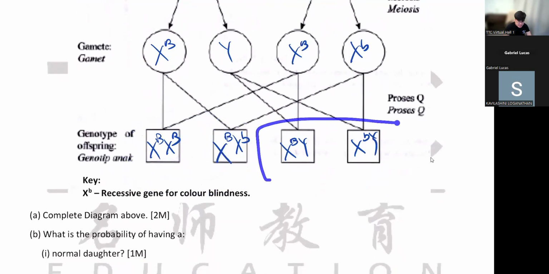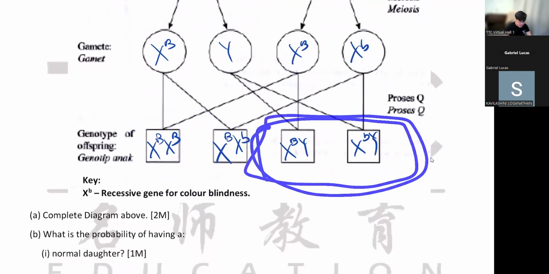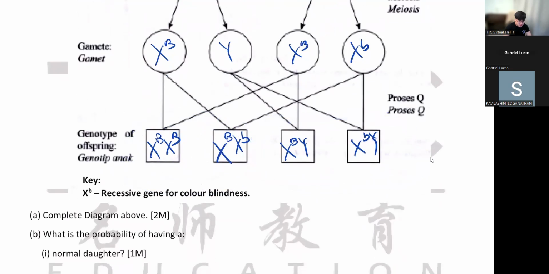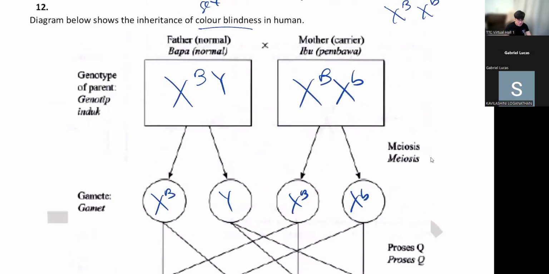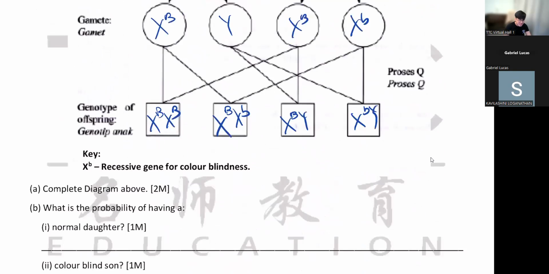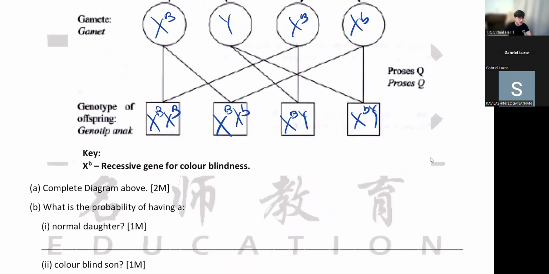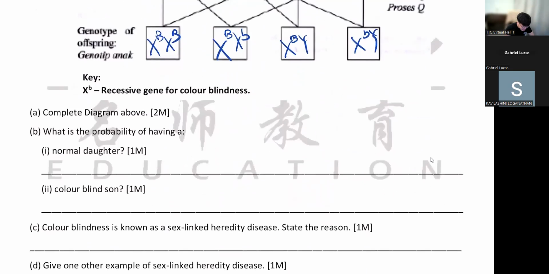Whereas if they're having a son, things are more complicated now because the son could be normal or he could be colorblind, right? So you see, the mother is normal, but the son may have color blindness. So this is why she's called a carrier. She carries the disease to the son, right?